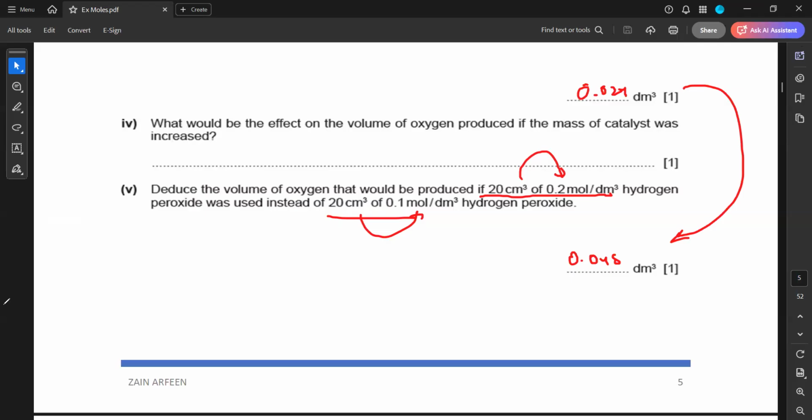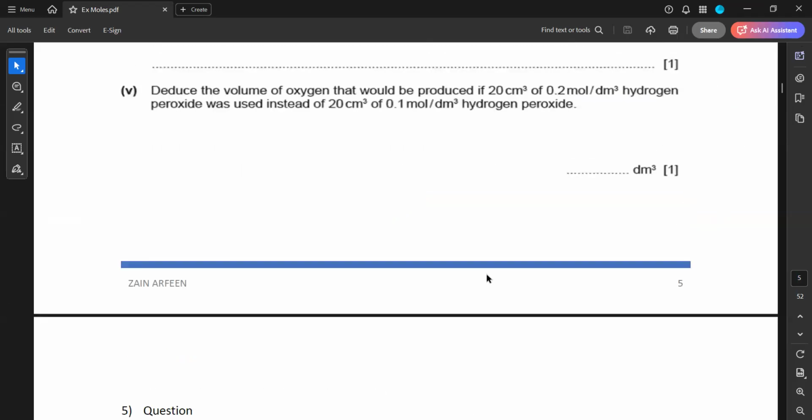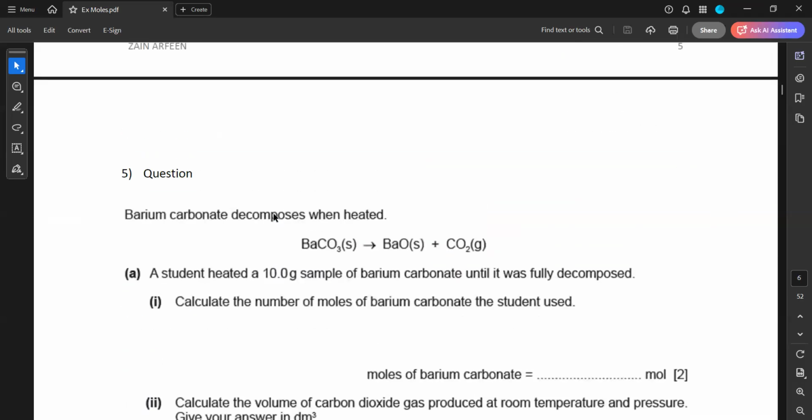So we don't have to solve anything here. We just have to use our previous answer: as the concentration is double, the volume should also be doubled.